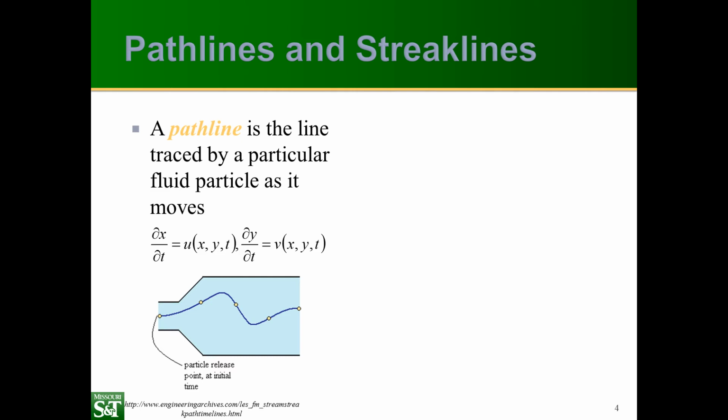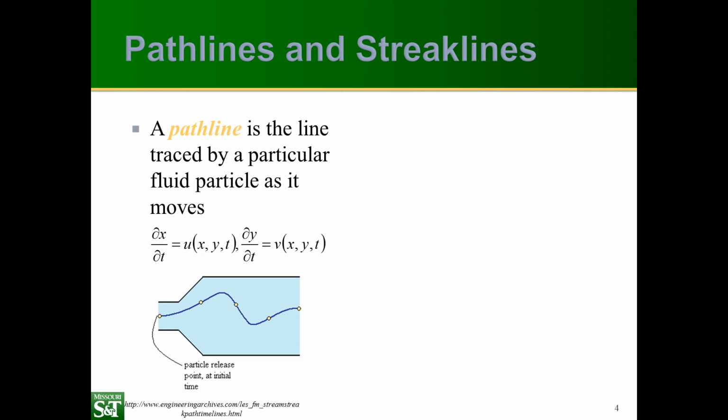In addition to streamlines, we also have path lines and streak lines. Now a path line is the line that a single particle of fluid traces as it moves. So we have dx/dt and dy/dt, which are determined by the u velocity and the v velocity, the x velocity and the y velocity. It's the actual path that one single particle takes.